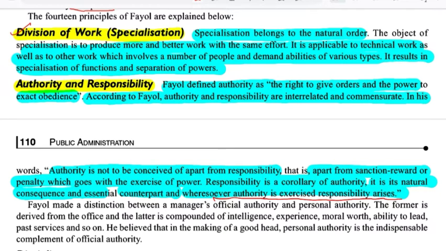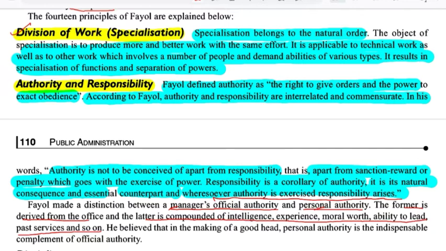Fayol made a distinction between a manager's official authority and personal authority. The former, the manager's official authority, is derived from the office, and the latter, personal authority, is compounded of intelligence, experience, moral worth, ability to lead, past services and so on. Means there is a difference between official authority, which is related to the office, and personal authority. It is a mixture, compounded of intelligence, experience, moral worth, and ability to lead the team, and so on.